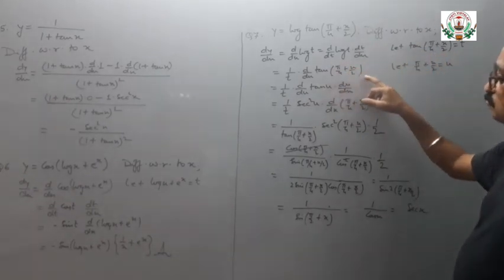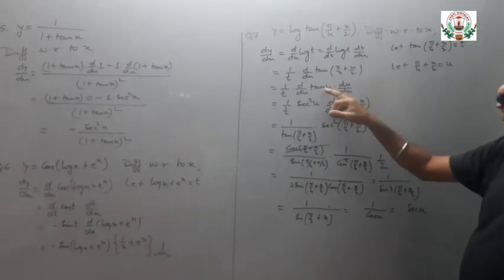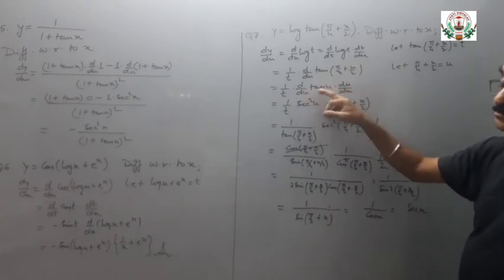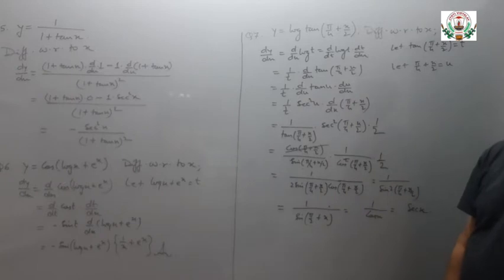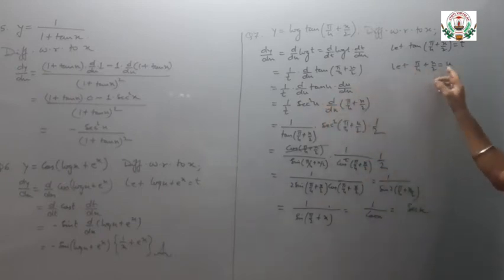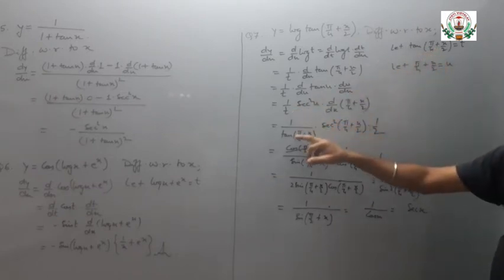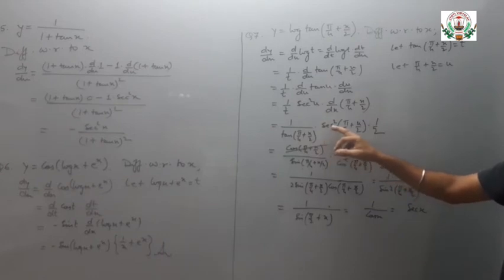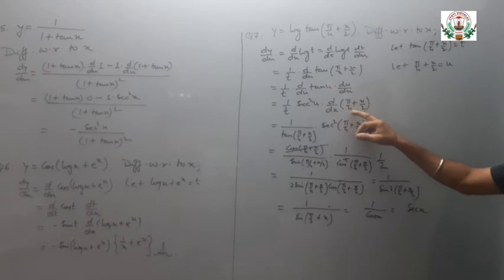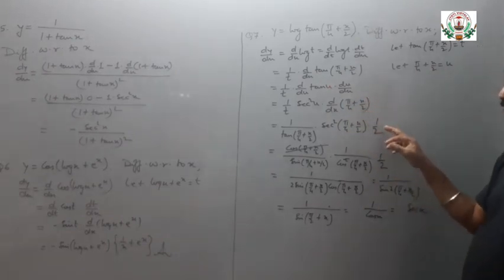And now pi by 4 plus x by 2, we are going to take as equal to u, so that it will become tan u. Now d by du of tan u into du by dx. But d by dx of tan x is sec square x, so d by du of tan u will become sec square u into du by dx. u is pi by 4 plus x by 2. So the t value is 1 upon tan(pi by 4 plus x by 2). Sec square u is sec square(pi by 4 plus x by 2), and d by dx of the constant pi by 4 will become 0, and d by dx of x by 2 will become 1 by 2.